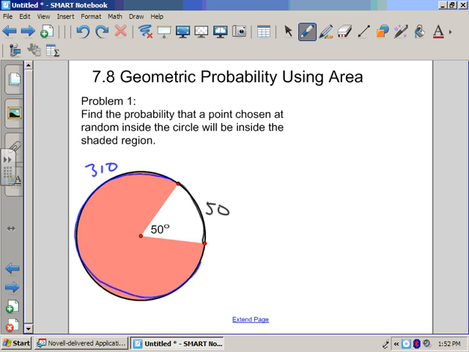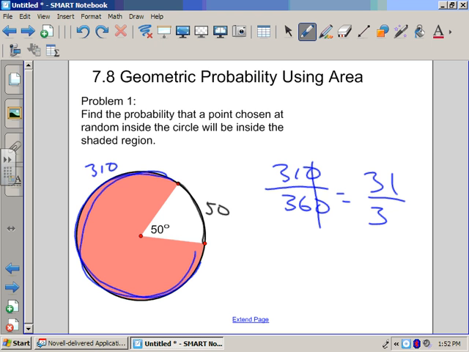It's 310 over 360 times pi r squared. And the area of the whole region is pi r squared. All I'm really going to be left with is 310 out of 360 degrees, the measure of this arc here divided by the whole circle, and I will end up with a probability of it being in the shaded region of 31 over 36.